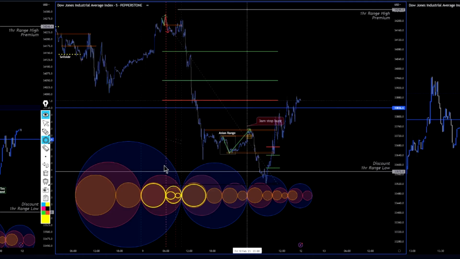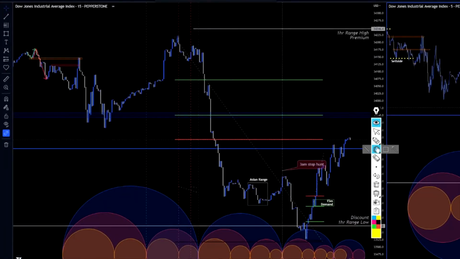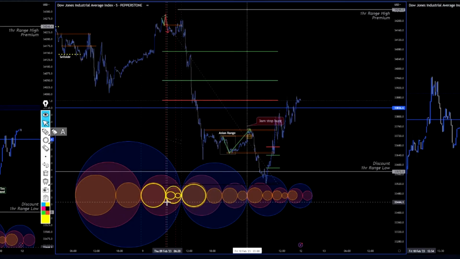So between 6 o'clock and 9:30, I think that's right. Let me just double check this. So 6 o'clock and 8:30, somewhere there the breaker will form, and then between 8:30 and 10 a.m. is when the reversal starts. So that's like phase one distribution, effectively.